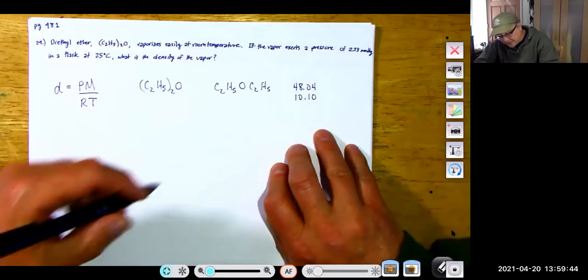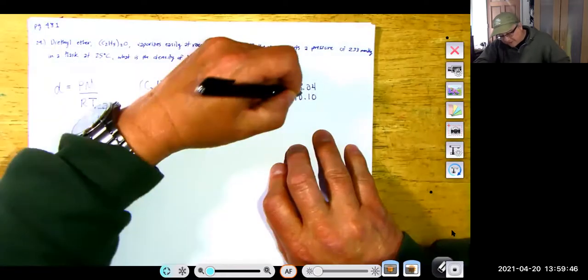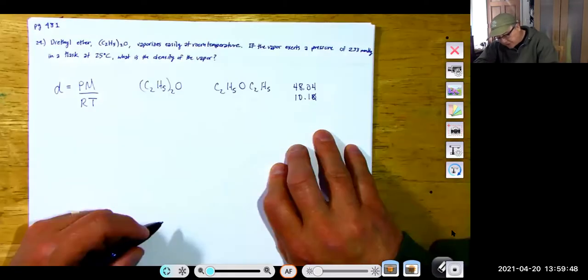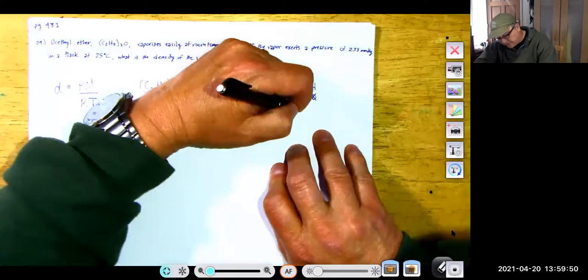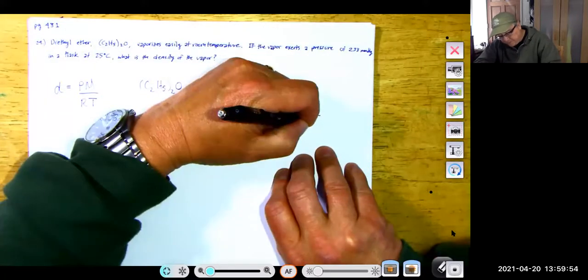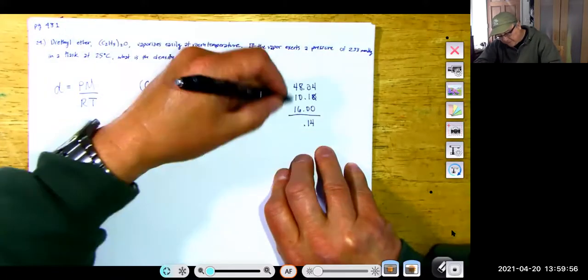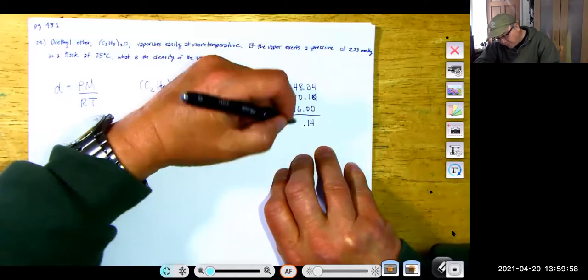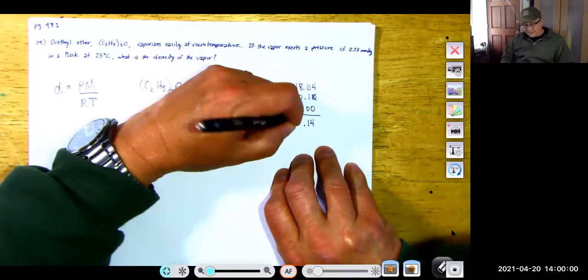And actually, it's going to be 10.1 without that 0 there. And 1 oxygen is 16.00. When we add these all up together, we get 74.14 if I added it up correctly.